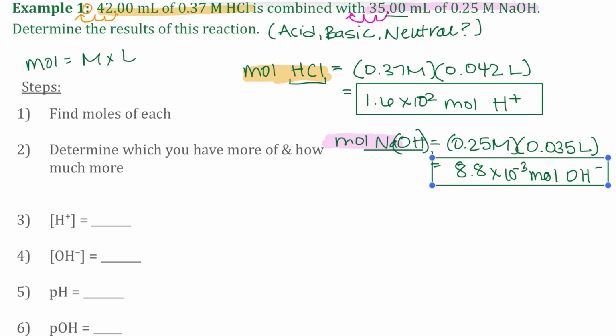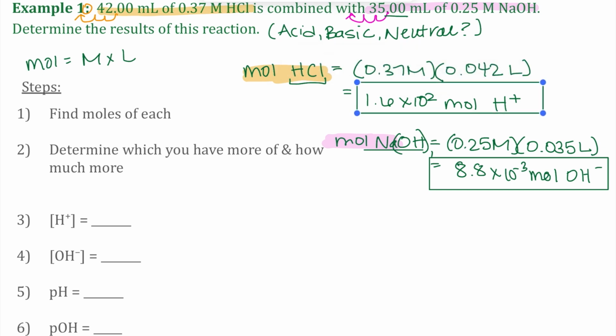And so now we're looking at comparing. Which one do we have more of? Because these are not the same value. This one is 10 to the, and this is supposed to be a negative 2. I think my negative just is not visible.